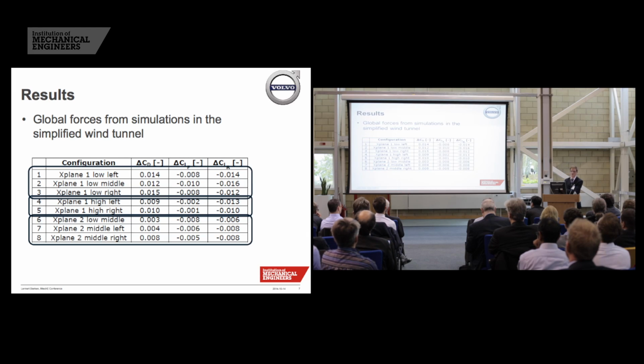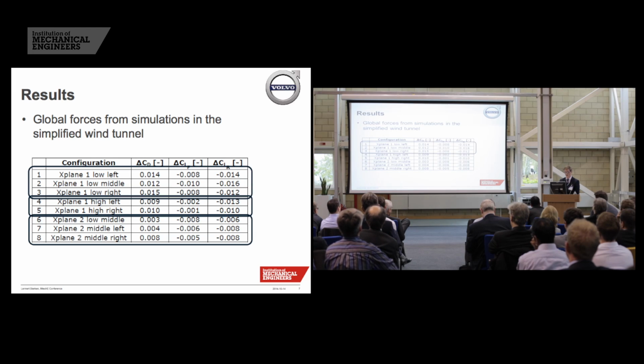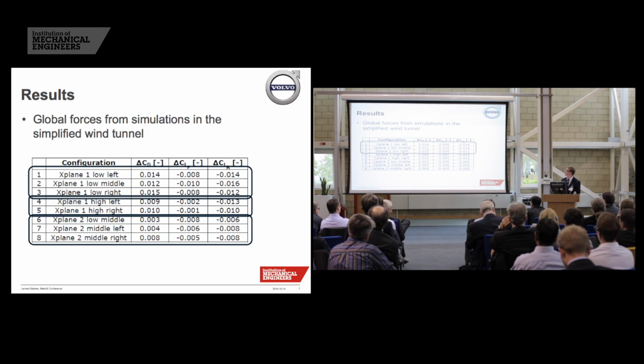If you look at the results, starting with the global forces from the simulations we conducted in the simplified wind tunnel, we can split them into three parts. The first part is the transverse plane 100 millimeters behind the car, staying close to the ground. Then we saw quite a big drag increase coming from the traversing unit, while it also had an effect on the front lift and on the rear lift, with a decrease of more than 15 lift counts in the rear.